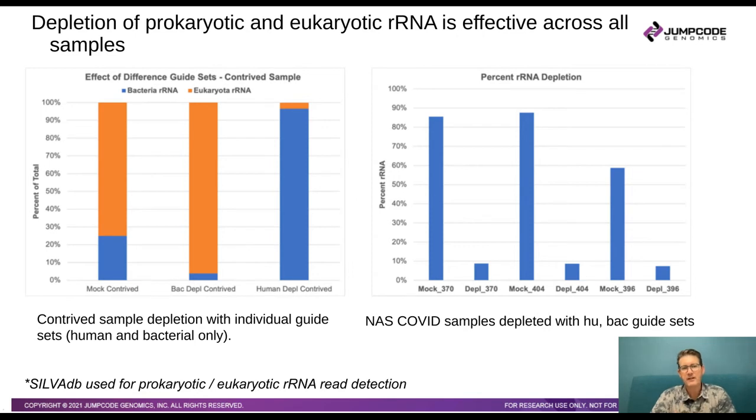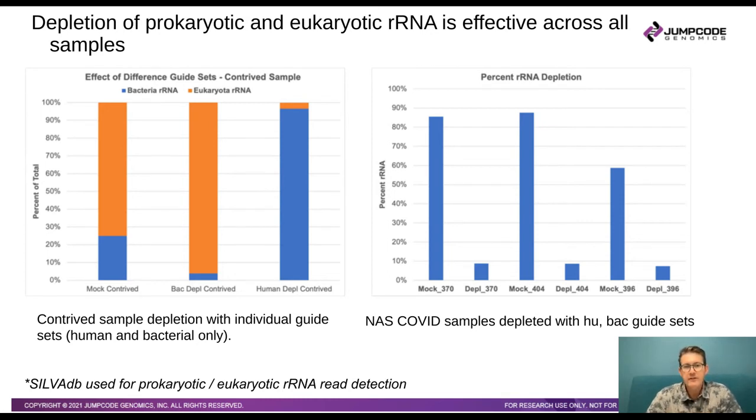When we use just the bacterial guide set to deplete this sample, you can see that we completely obliterate the bacterial ribosomal RNA, and the percentage of that component is now less than 5% of the total. Conversely, if we use the human guide set only to perform depletion on this sample, we then completely obliterate the human ribosomal RNA, reducing that compartment to less than 5%. And so, as you can see from the graph on the left, both of these guide sets work very, very well and efficiently individually.